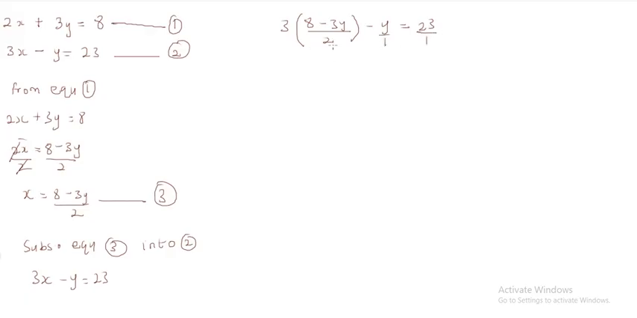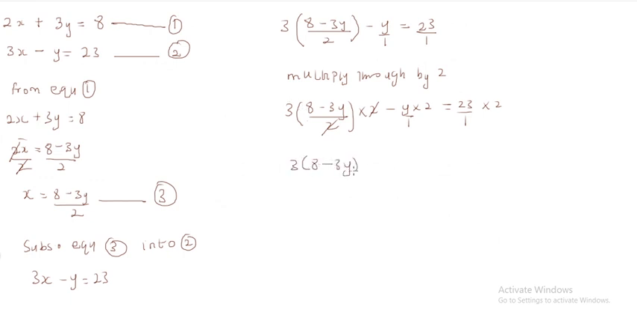So this is y over 1. From here, we can multiply everything through by 2, to cancel out the denominator here. So this is 3 open brackets (8 minus 3y) over 2 times 2, minus y times 2 over 1, is equal to 23 over 1 times 2. 2 can cancel out 2 here, so that we have 3 open brackets 8 minus 3y, minus 2y, is equal to 2 times 23, which is 46. 3 times 8 is 24. 3 times 3y is minus 9y. Then we have minus 2y is equal to 46.